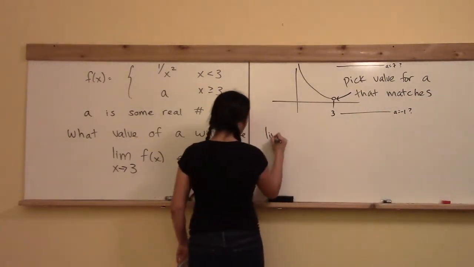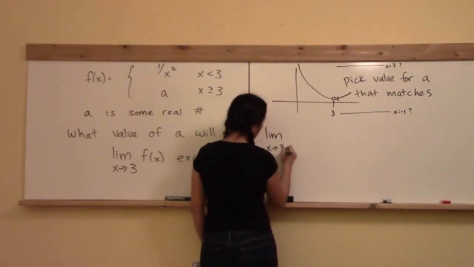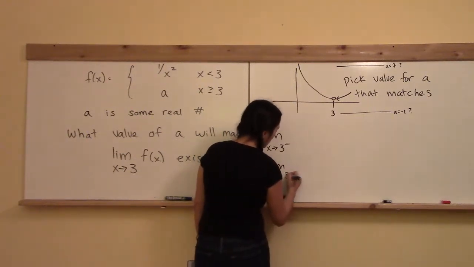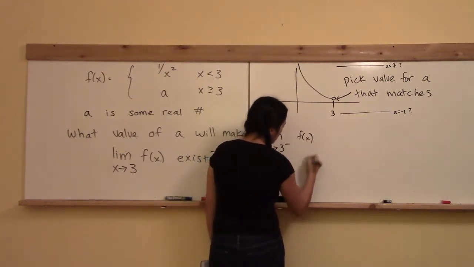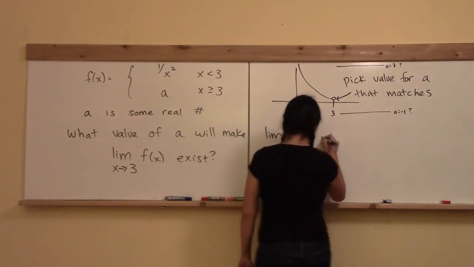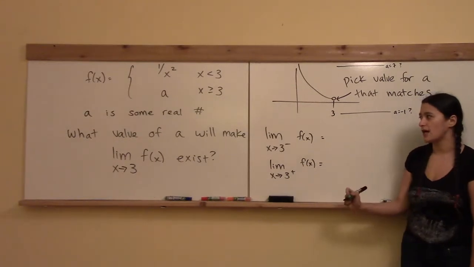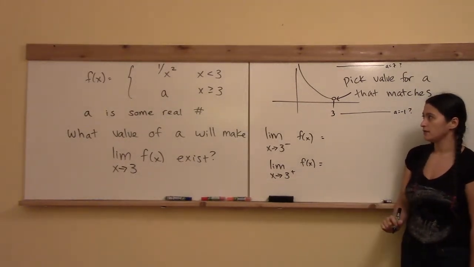So let's write down the one-sided limits because we know that we have to figure those out first to make any conclusion about the overall limit. Alright, so let's see. What is the limit as x approaches 3 from the minus side? How do you find it?